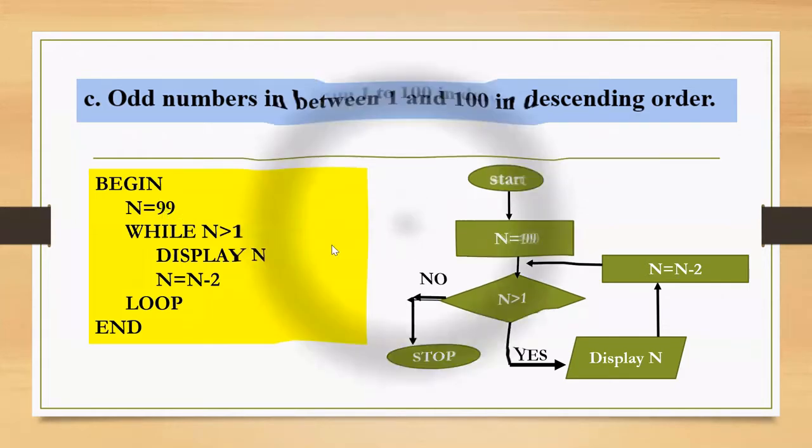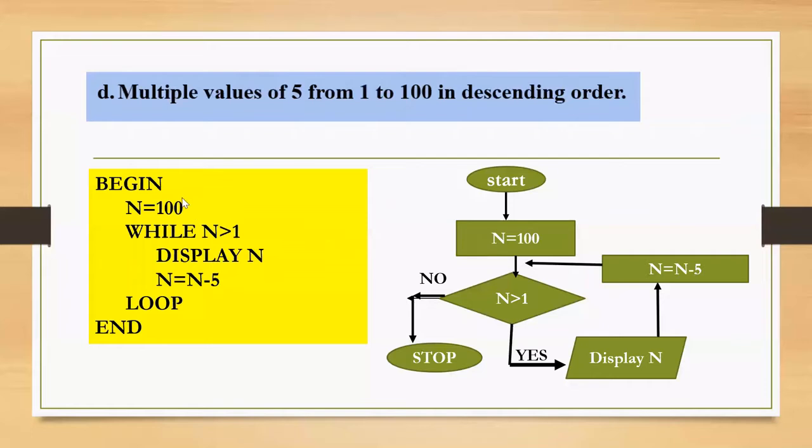Okay, now we can go to the next question, that is very important. Multiples of 5 from 1 to 100 in descending order. In descending order, right? So 1 to 100 means 100 is also included, right? So you can start from 100, then 100 is assigned to n. 100 is greater than 1.